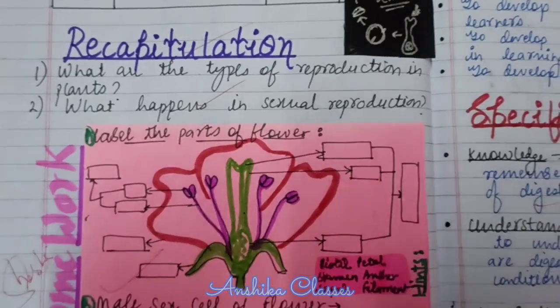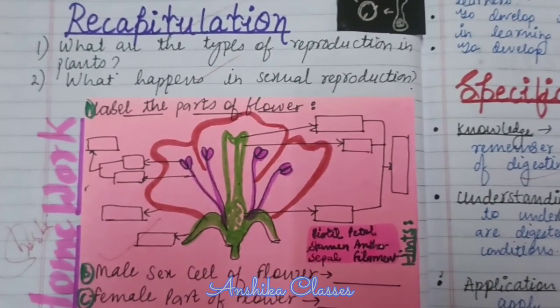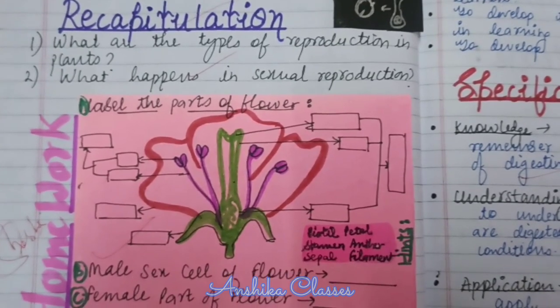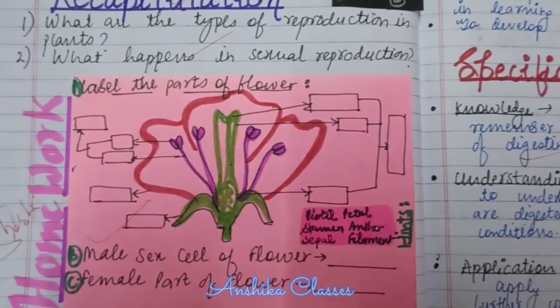Recapitulation: what are the types of reproduction in plants? What happens in sexual reproduction? Homework questions are: label the different parts of a plant. What are the male part of the flower and the female part of the flower called?